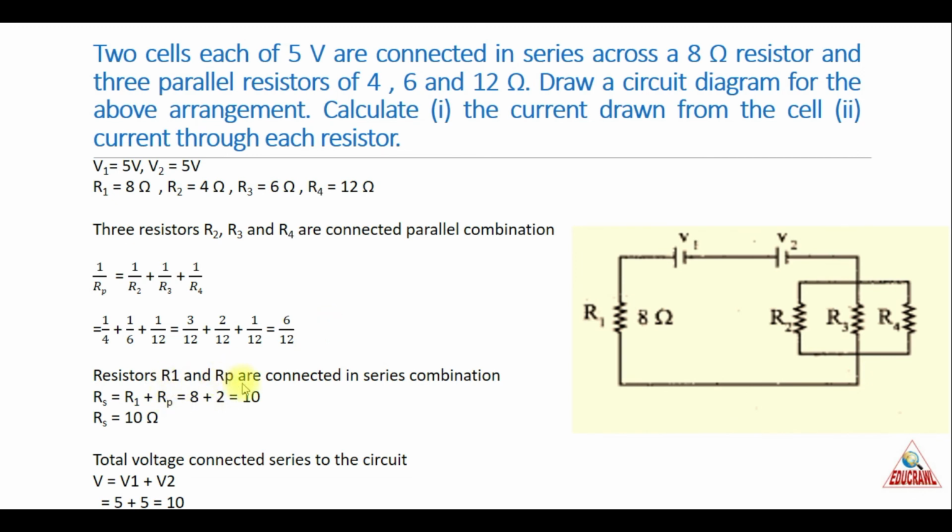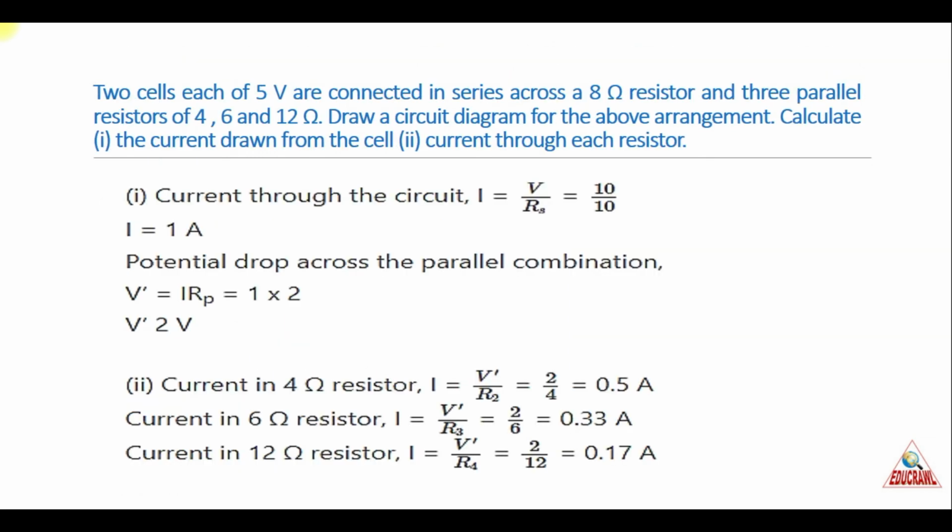Now, resistance R1 and Rp are connected in series. So, the effective resistance Rs = R1 + Rp = 8 + 2 = 10 ohm. The total voltage is V = V1 + V2. Both are connected with the same potential, so it is 10 volt. Next, current through the circuit I = V/Rs. V is 10 and Rs is 10. So, the current through the circuit will be 1 ampere.